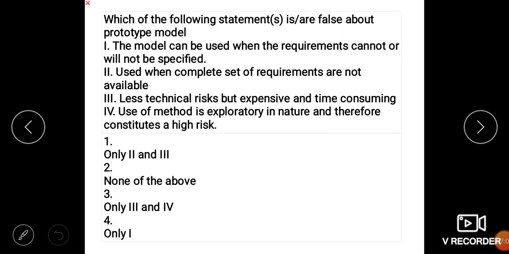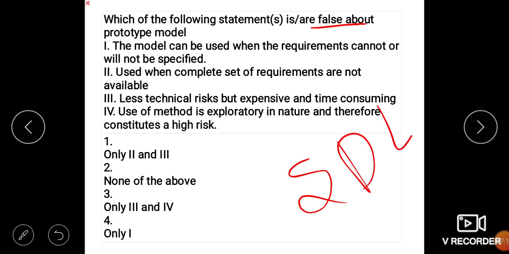Now in this question, which of the following are false about the prototype model? Okay, the prototype model is an important part of the software development life cycle models.